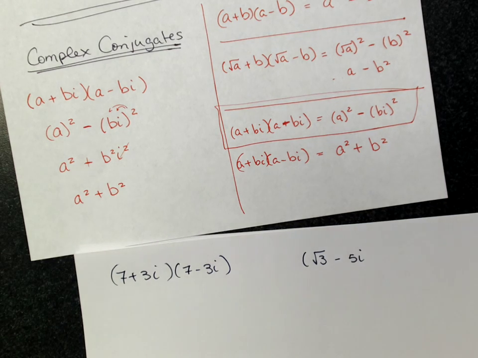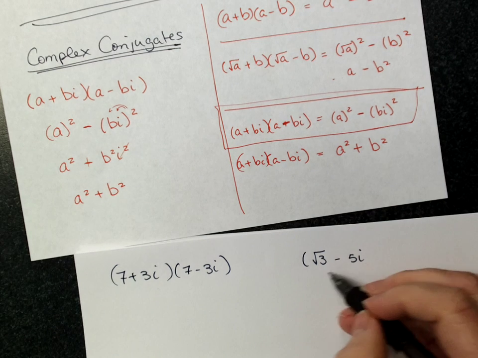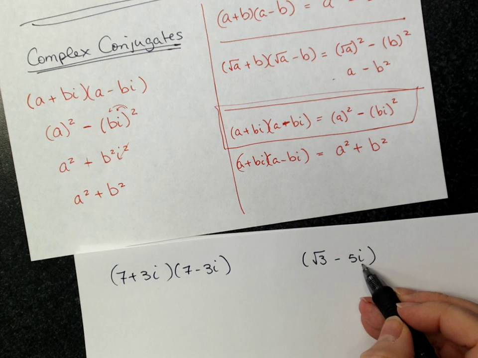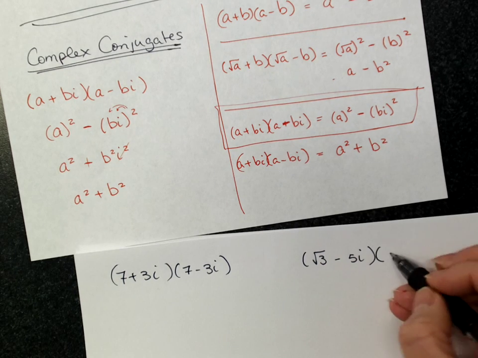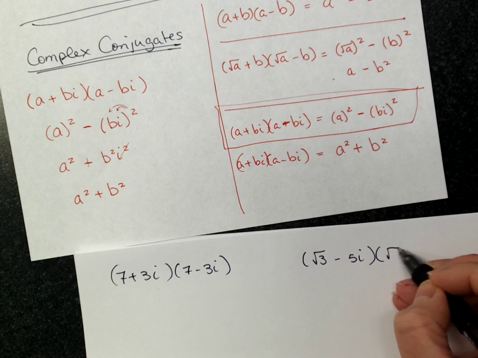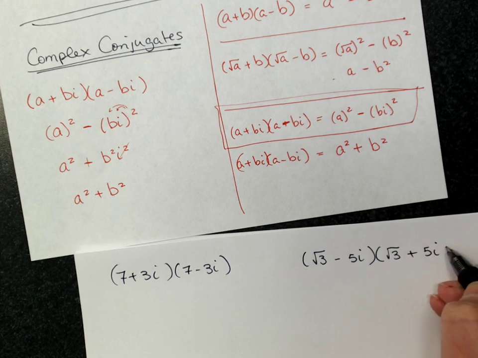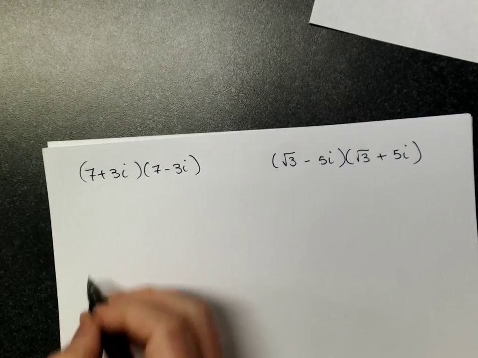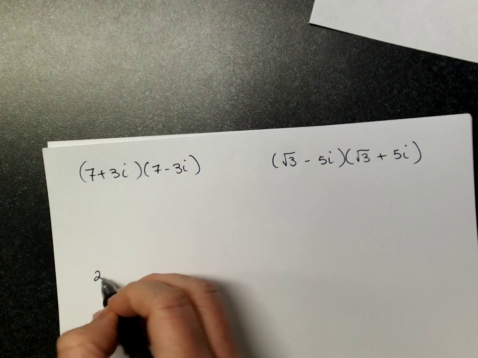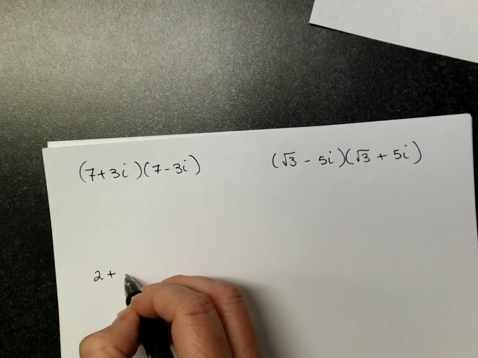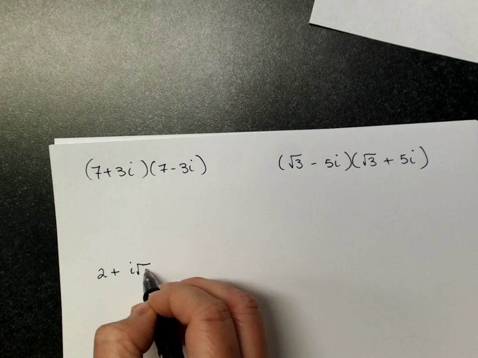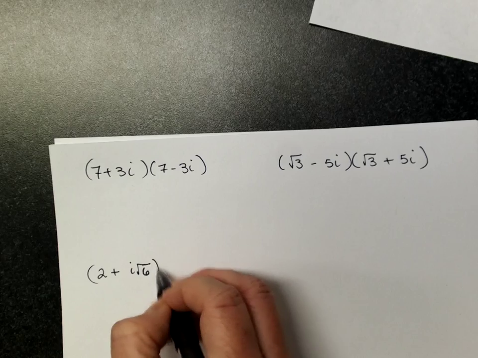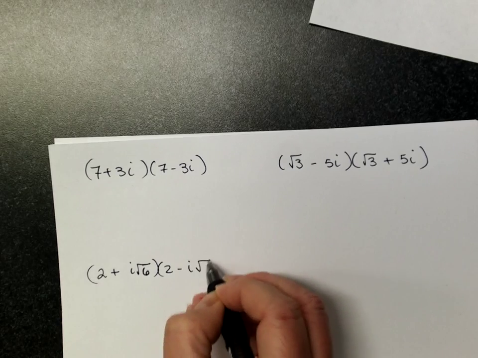Here's a complex number where our pure real number is a radical. That's fine, it's still a real number. You might also have one where you've got a radical as your b. So square root of 3 plus 5i. So for that matter, I'll do 2 plus i radical 6, 2 minus i radical 6.